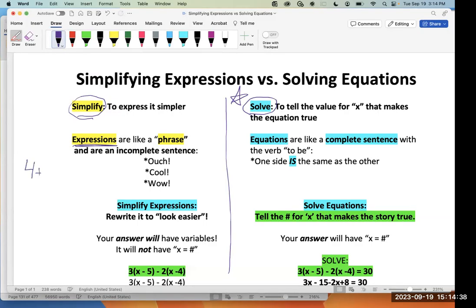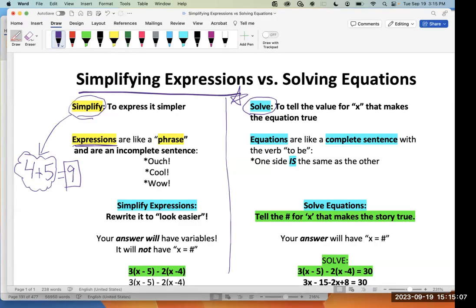An expression is half of the story. It's giving you one piece of information, and then you are giving the other half of the story. So what you are really doing here is you are simplifying the expression 4 plus 5 and telling me that it has the same value as 9. So chapter 8 is asking you to simplify expressions.